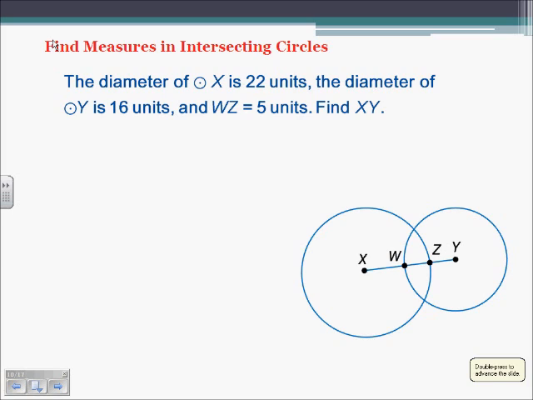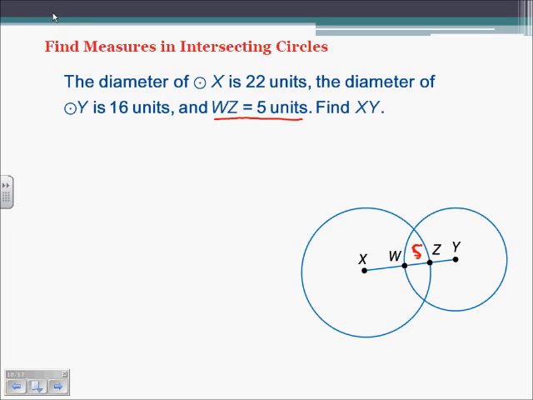Find the measures in intersecting circles. If the diameter of circle X is 22 units, the diameter of circle Y is 16 units, and WZ equals 5 units, find XY. So first they tell us at the end here WZ is 5 units. So that's useful. We can label that on our picture. WZ is 5 units.